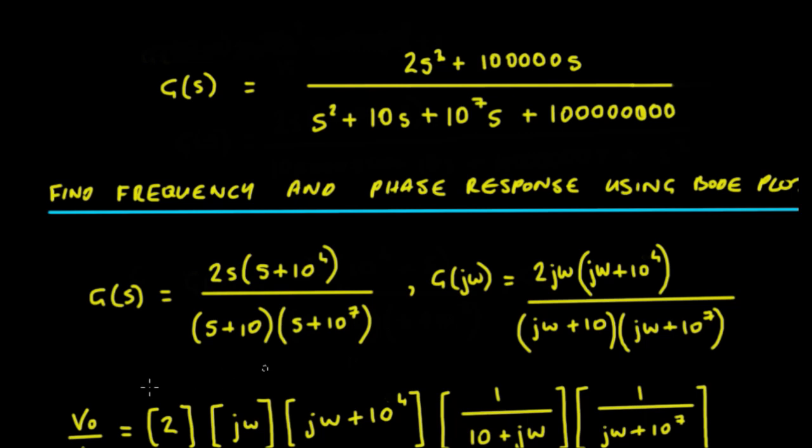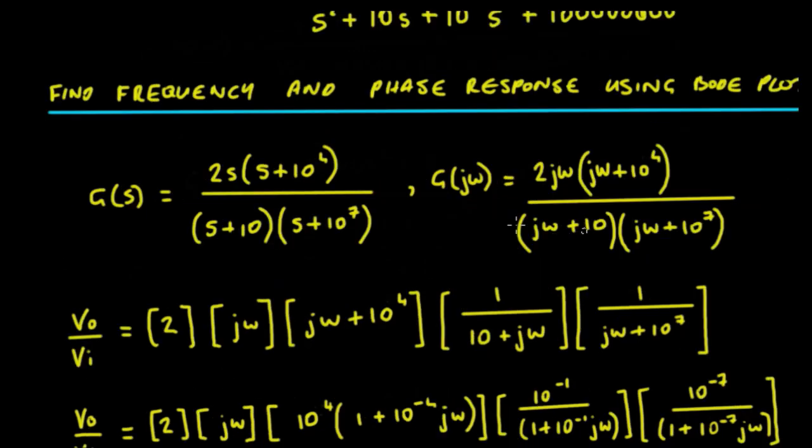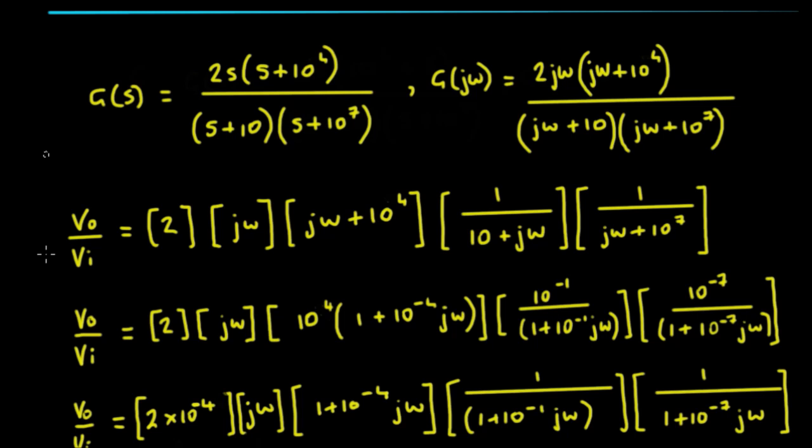Now what we're going to do is split this complicated transfer function into a group of simpler functions, and we're going to try and write them in terms of the 3 simple functions that we drew out on the previous page. So first of all we've got our value of 2, so we can separate that out. We've got a value of j omega, we've got a value of j omega plus 10 to the 4, and then we've got 1 upon 10 plus j omega and 1 upon j omega plus 10 to the 7.